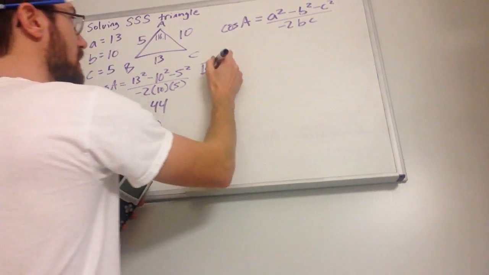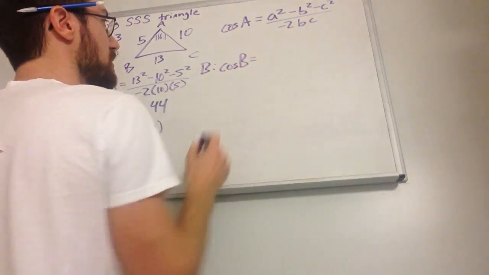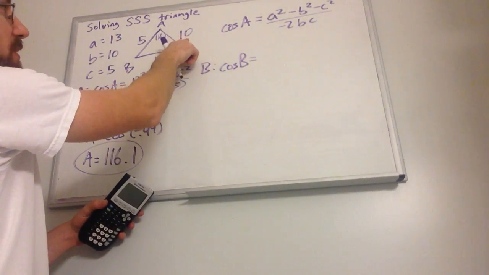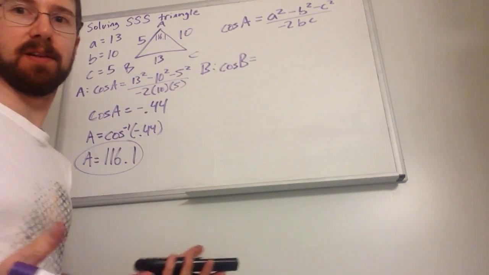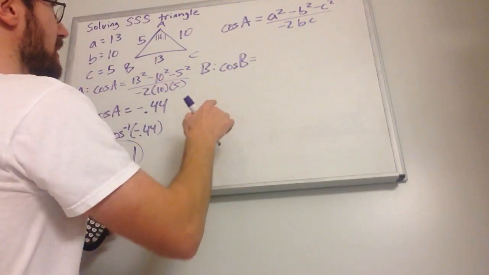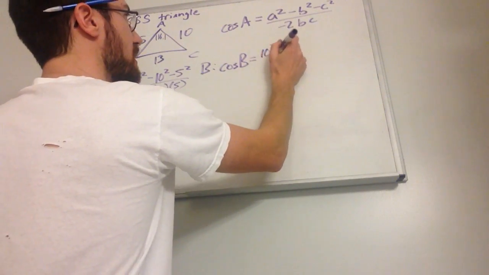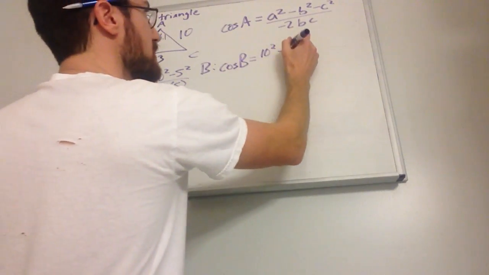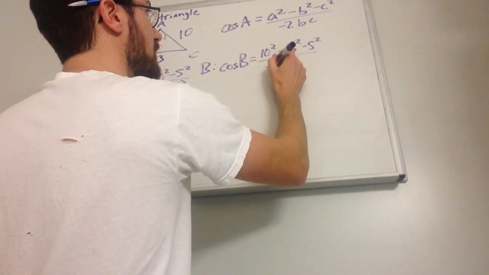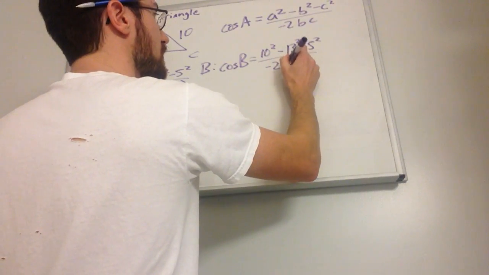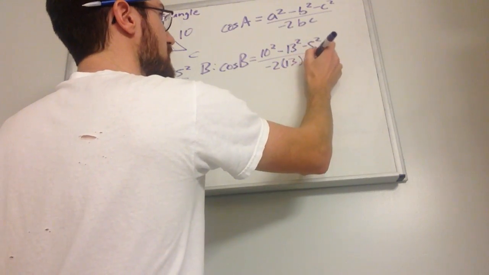Now angle B. Cosine of B is equal to, I need to start out with the 10 now. That's the first letter I'm going to use, even though now the letters are mixed up, but it doesn't really matter. Cosine of B, I want to start with that opposite side, so 10 squared minus the other two sides, 13 squared and 5 squared, over -2 times 13 times 5.